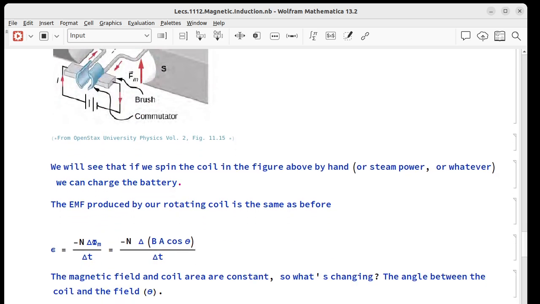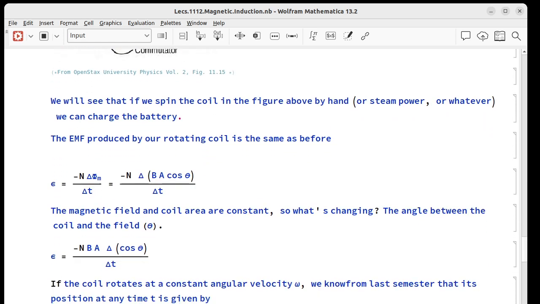Now, if the coil is rotating at a constant angular velocity, which is what we're going to work with, its position at any time, its value of theta, is just theta initial plus omega t. We don't care where it started, so we can get rid of that. This means we have cosine of omega t is the thing we care about.